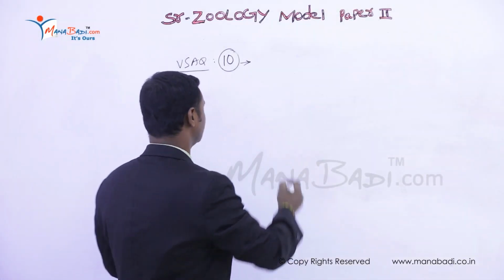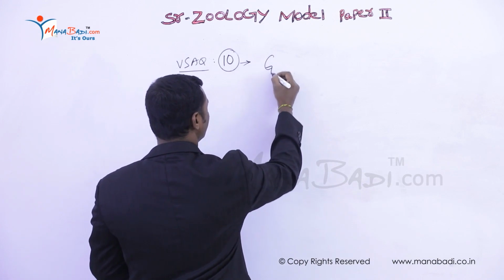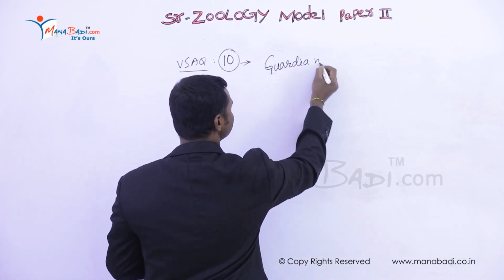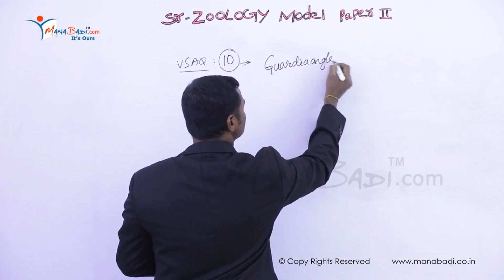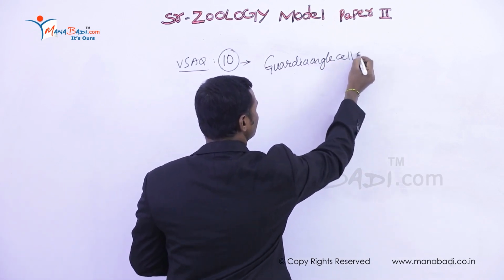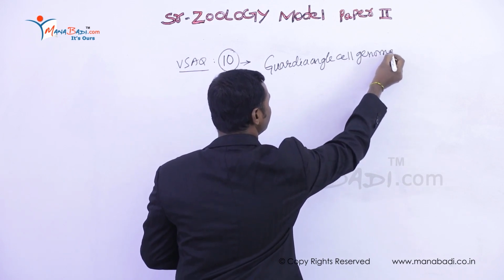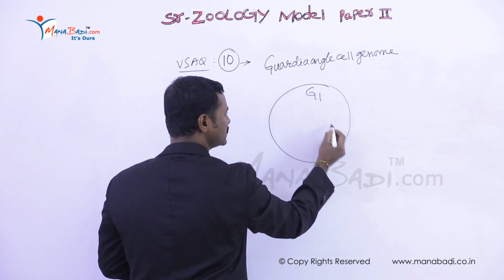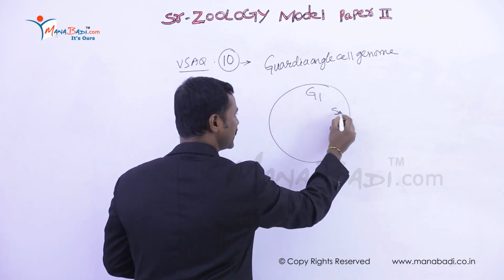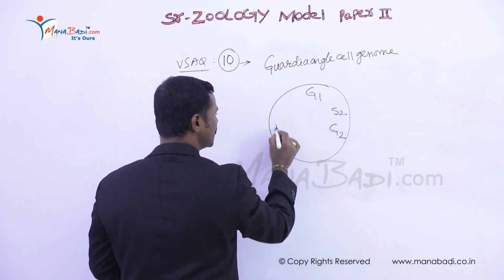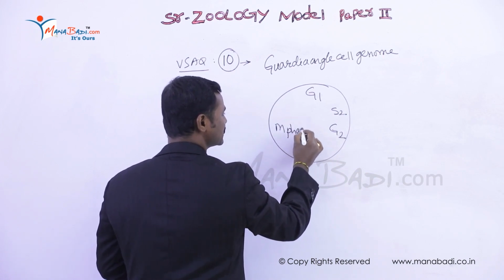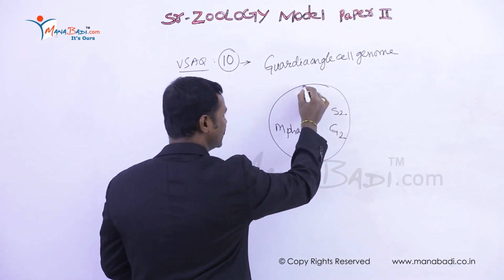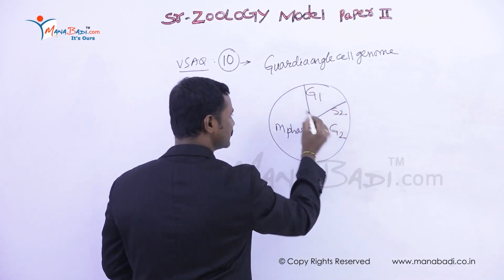Okay students, let us see question number 10. This is the guardian angel of the cell genome. What is this? We will see now. Generally, if you see the cell cycle, there is a G1 phase, next S phase, next G2 phase, and next M phase. You know very well about these cell division stages.